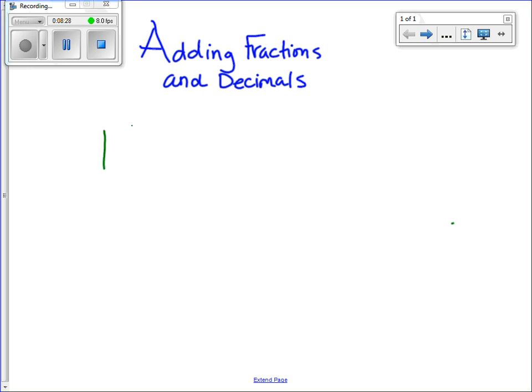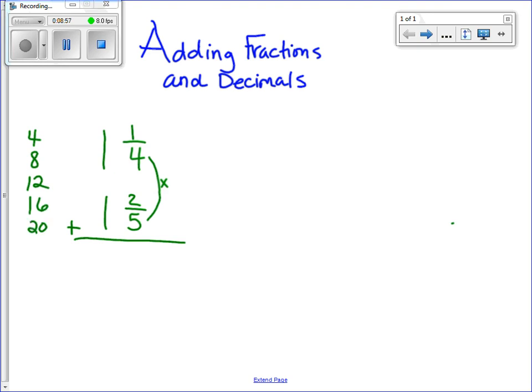So what if we had 1 and 1/4? We actually were adding with mixed numbers. Let's add 1 and 2/5. So when we're adding whole numbers with fractions, we're going to start the same way. We're looking at the denominator. It's not the same. We need to find a common one. So I know 4, 5 is not going to go into that. 8, 5 is not going to go in evenly. 12, no. 16, no. 20, yes.